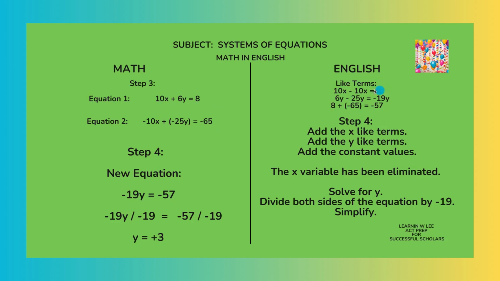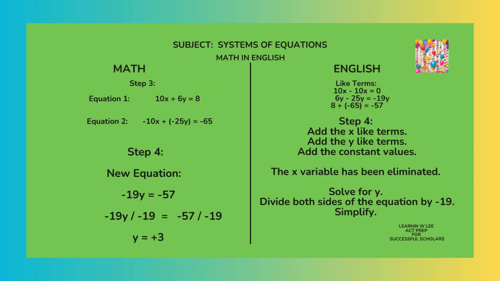You group the x's together, you group the y's together, you group the constant values together. And usually they are written in this order: the x values first, the y value, and the constant value. All right, so we have our new equation that has eliminated x so that we're able to solve for y. Negative 19y is equal to negative 57. Again, as I said earlier, negative 19y is the same as negative 19 times y.